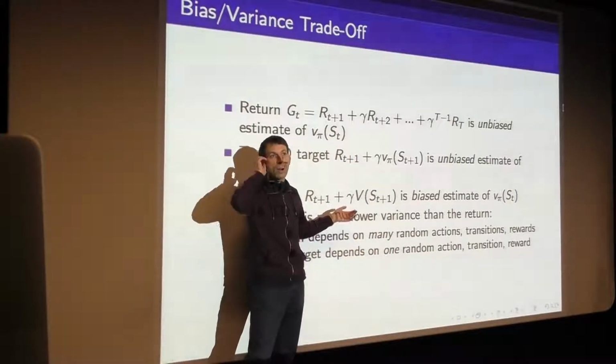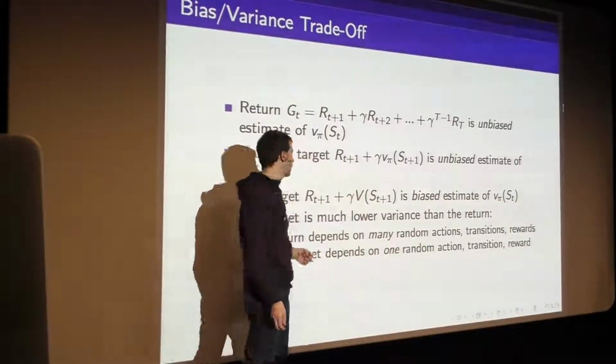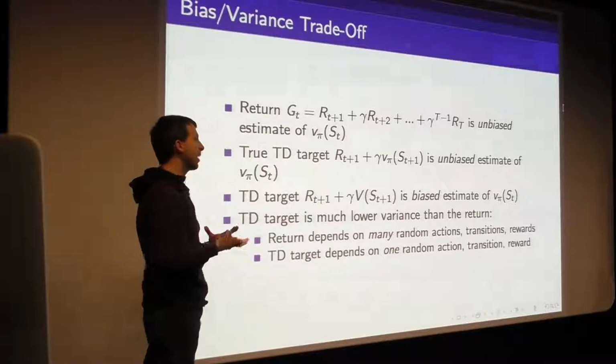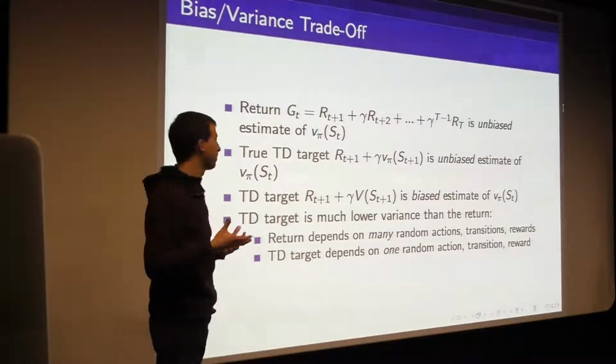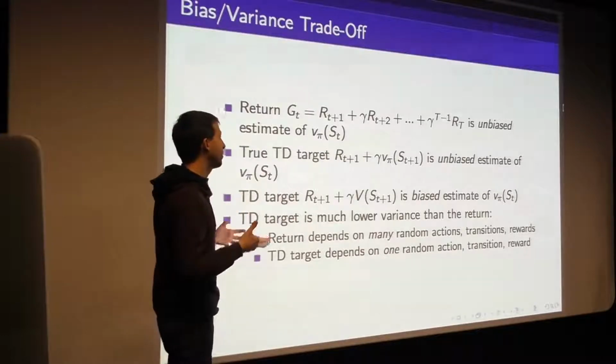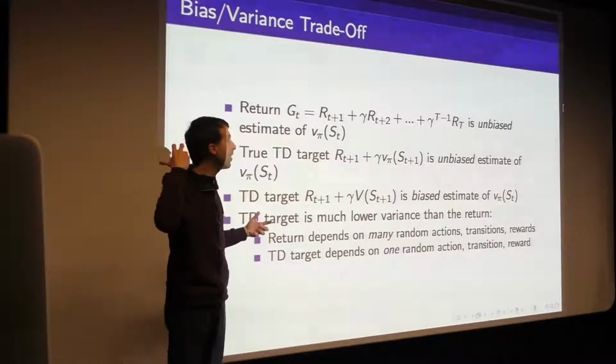Like, I could be wildly wrong. I could initialize with some crazy value for this thing. So we introduce bias into our estimate, into our target, but we reduce the variance. So the TD target is biased, but it's much lower variance than the return. So intuitively, why is it lower variance?